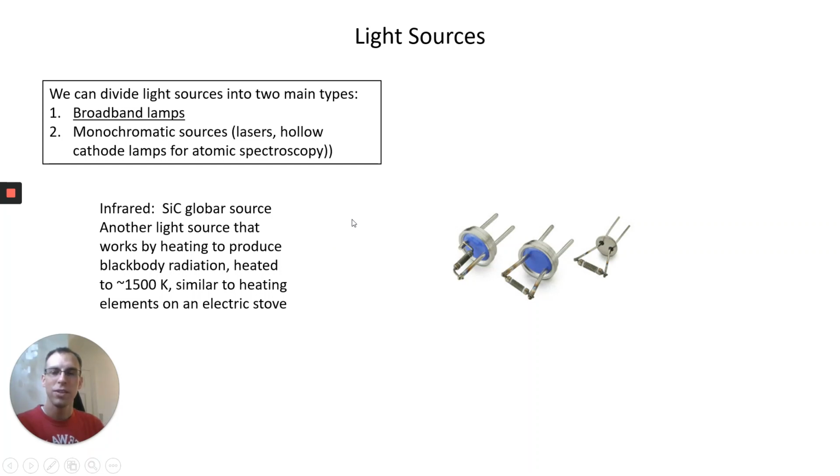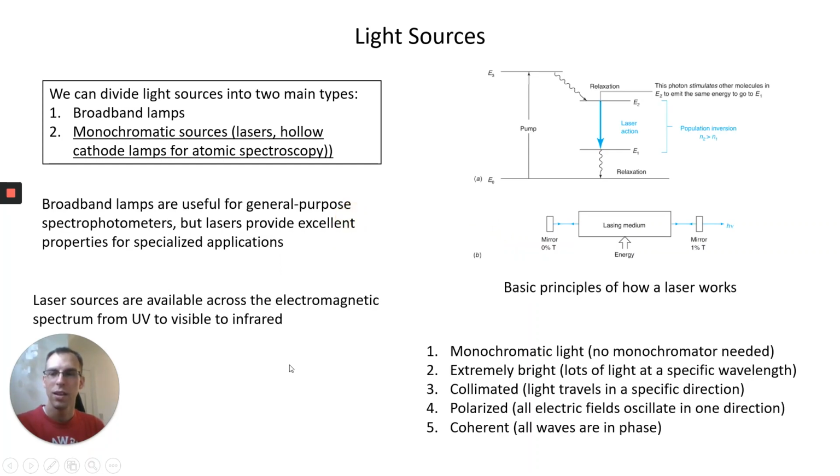The other main type of light source that we can use is a monochromatic light source, something that emits a specific color of light. And the most common monochromatic light source is a laser. And I love lasers because they are something that I use every day for my research. And they have a lot of really awesome properties.